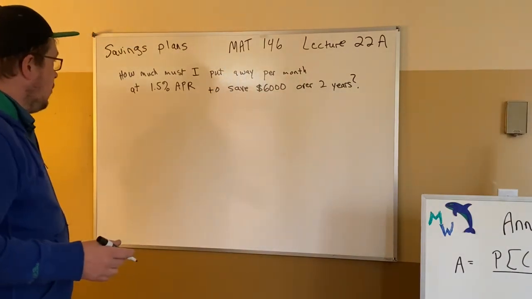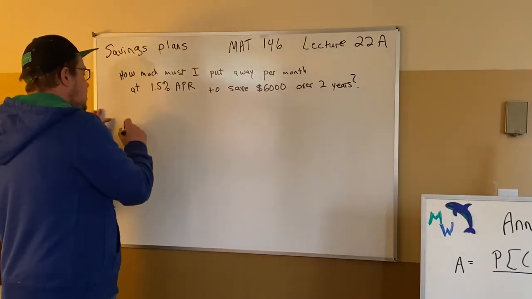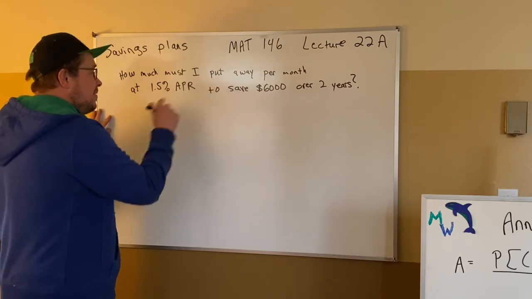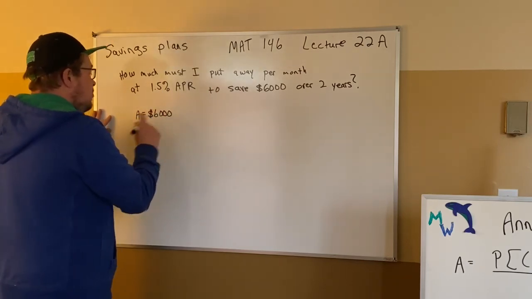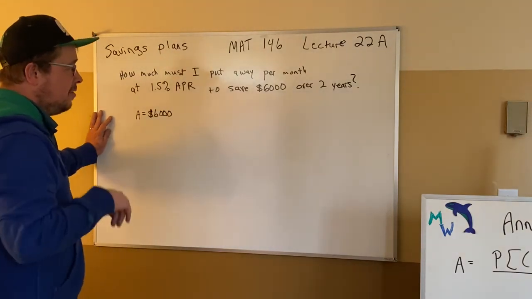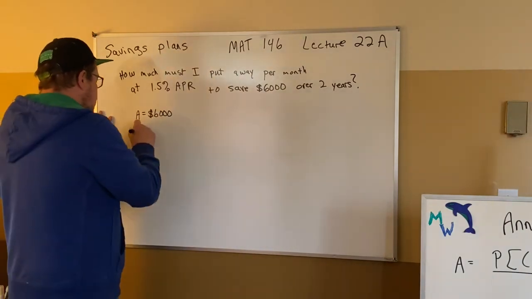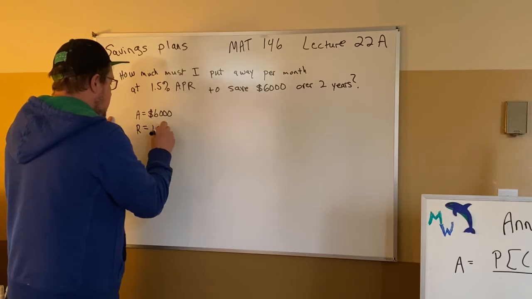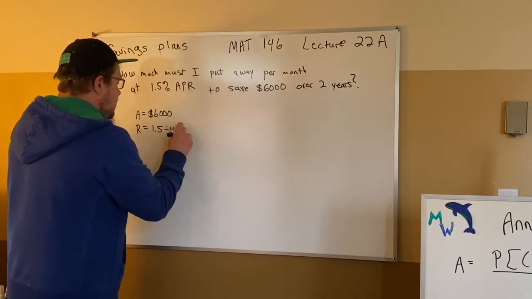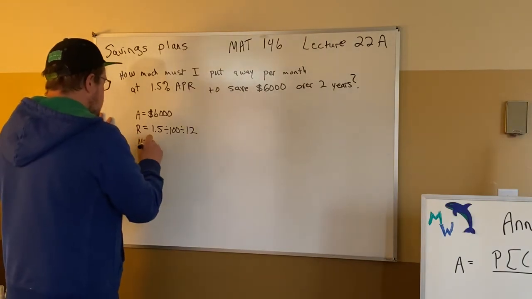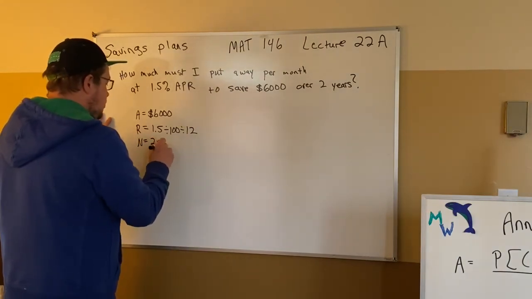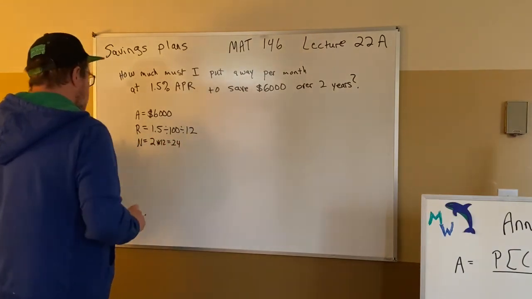So let's figure out what we've got in terms of what we need. We need to have an account balance of $6,000, so we do know A is going to have to be $6,000. That's what I'm trying to get to. I want a smaller payment. I don't know the payment yet. R is 1.5. Divide by 100 for percent and then divide by 12 because it's monthly. And N is 2 years, but you don't put in 2. You do 2 times 12. You get yourself 24 periods.